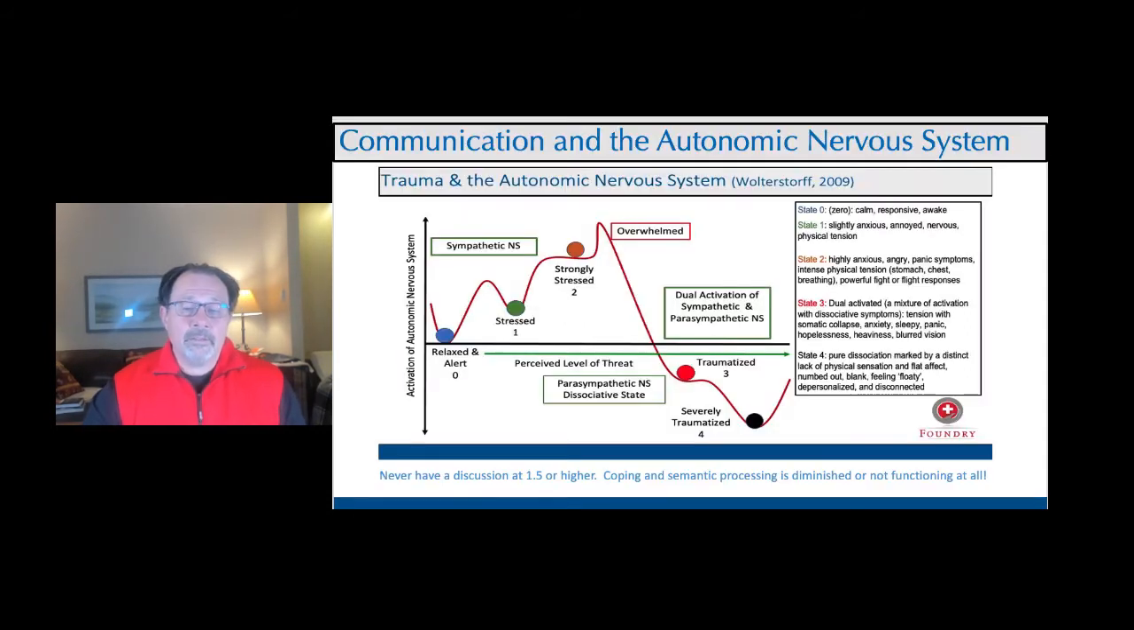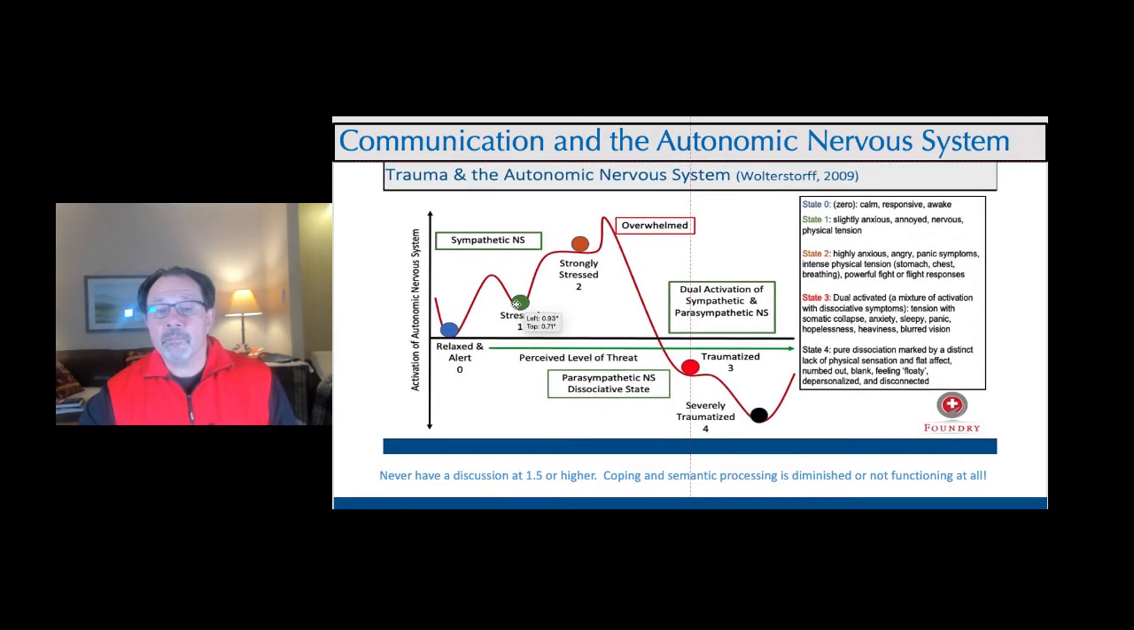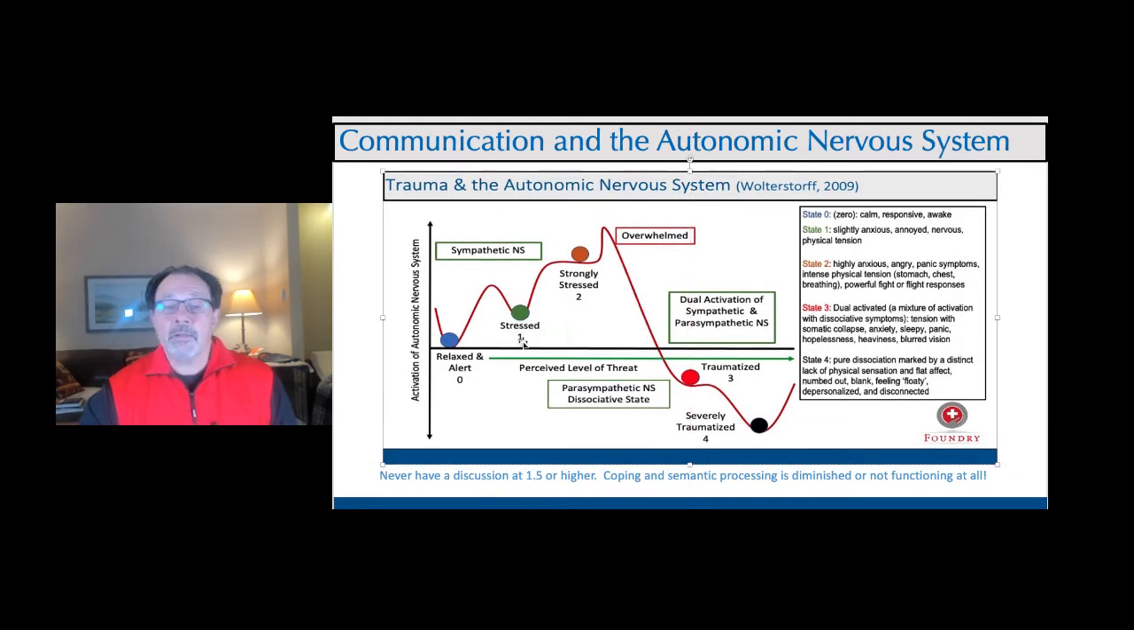So I'm a big fan of the marble. It's actually called the state diagram, and it's talking about the different states of the autonomic nervous system. But when we talked about that, and we've talked about the idea of moving these marbles, going from a relaxed state, the more threat we experience, the sympathetic nervous system shifts from a relaxed state to a stressed state, and then into a strongly stressed state.